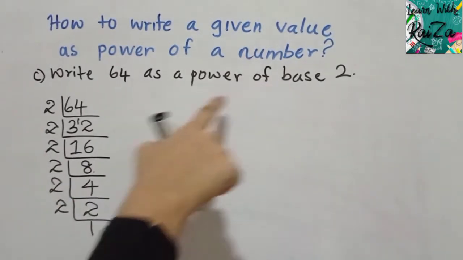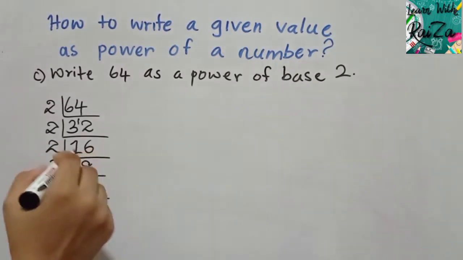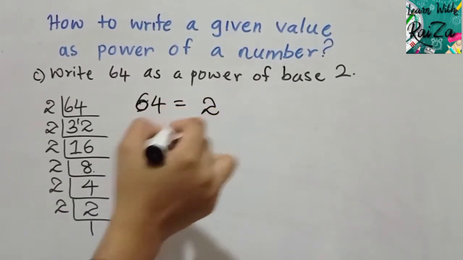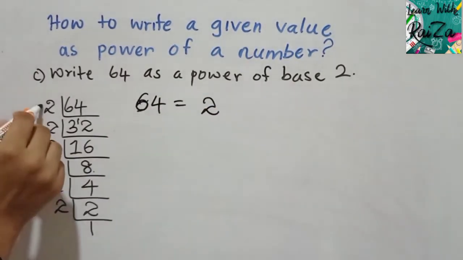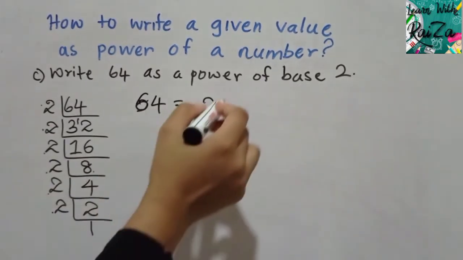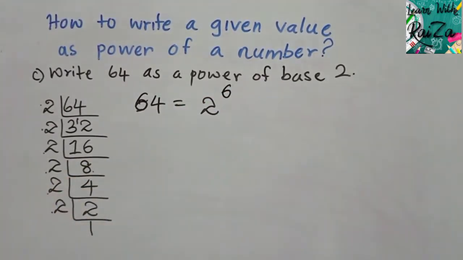So you can notice that the common base is 2. So 64 is equal to 2 to the powers. How many 2s are there? 1, 2, 3, 4, 5, 6. So 2 to the power 6 is giving 64.